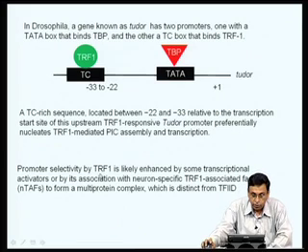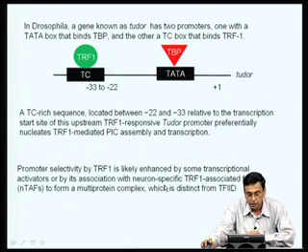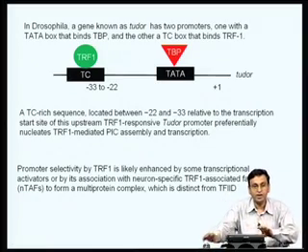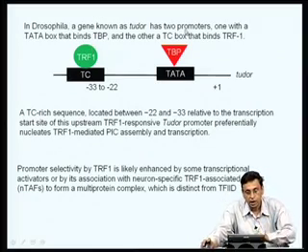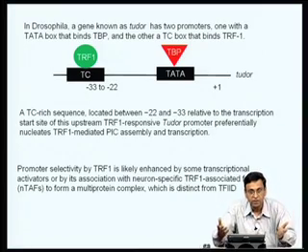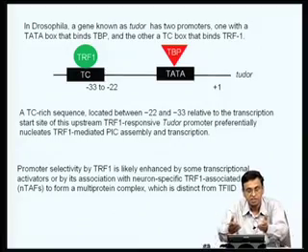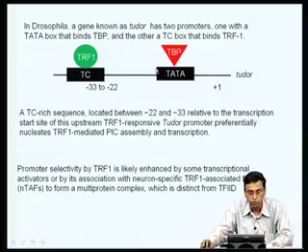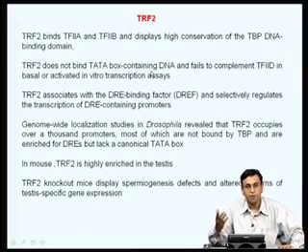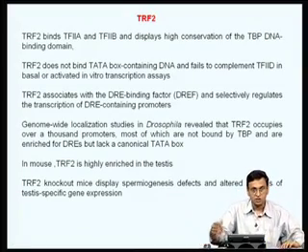So, the promoter selectivity by TRF1 is enhanced by some transcription activators as well as by its association with neuron specific TRF1 associated factors, and therefore, the same gene, depending upon whether TRF1 binds to this sequence or TBP binds to its sequence, can be differentially regulated. So, there are variations in both the cis acting elements as well as the general transcription factor binding to these sequences. Similarly, another TBP related protein called TRF2 was identified.